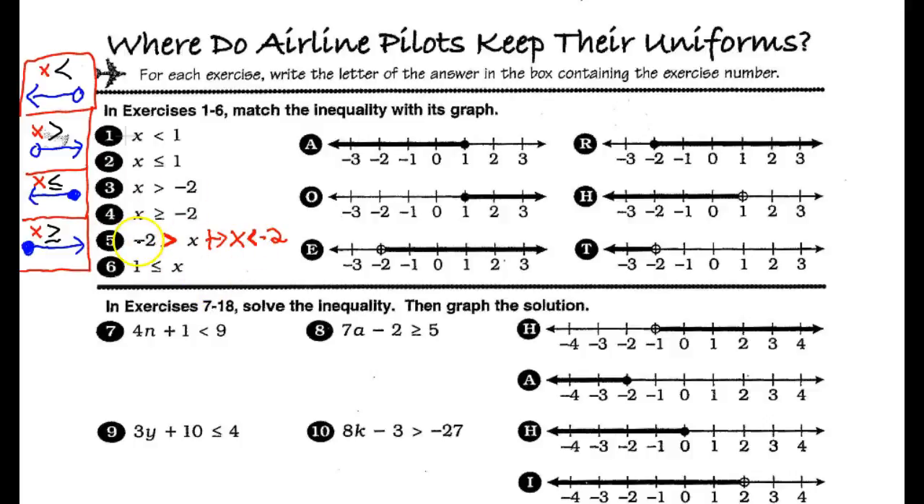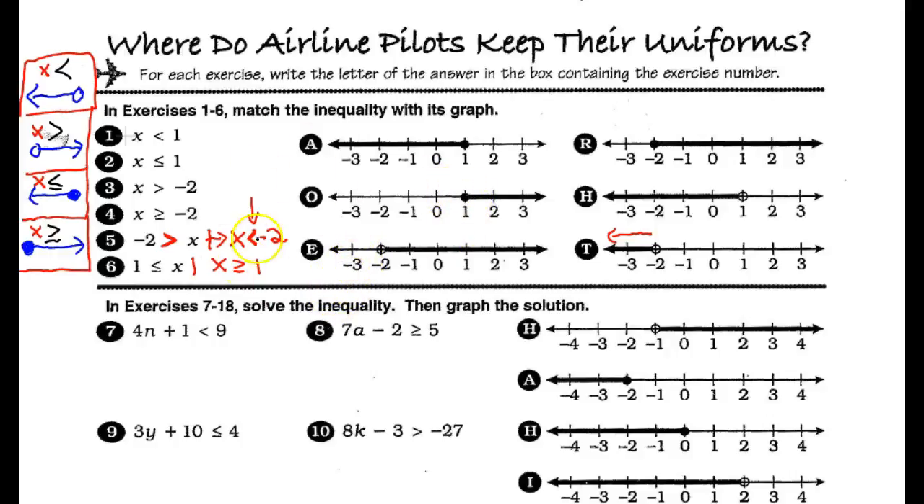So in order to graph -2 is greater than x, you have to know that it means it's a less than. So you find -2 right here, and it's going less than, right? So there's no -2 going greater than because of that. So anytime the variable is on the right, you have to rewrite it. So here, since the variable is on the right, you can rewrite it with x is greater than or equal to 1, and you can see it's D right here.